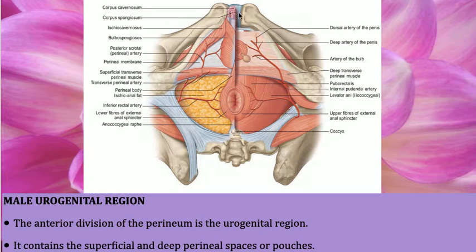This is the urogenital triangle over here. You can see the anal opening over here, and on either side we have the ischiorectal fossa. So we're going to focus on the urogenital region today. This contains a superficial and a deep perineal space or pouch.